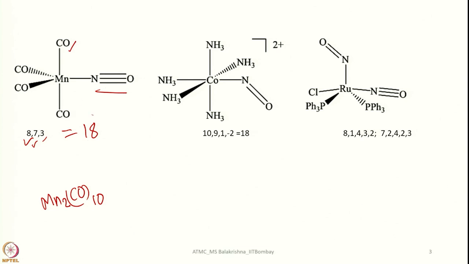Now it satisfies the 18 electron rule, that is the reason it does not undergo dimerization. So this is an 18 electron complex. Now let us look into this one. Here we have 10 electrons coming from 5 ammonia molecules.